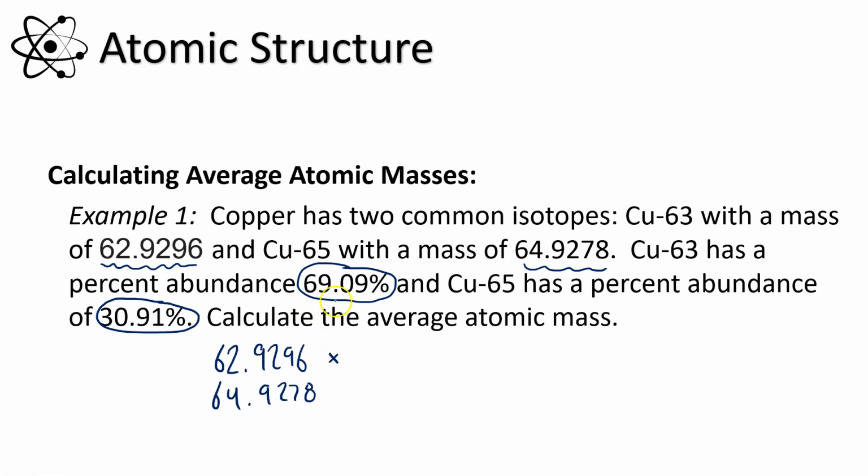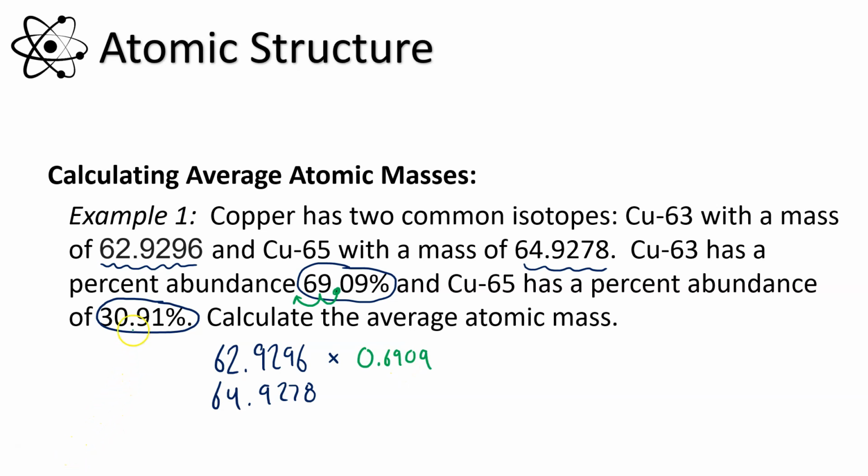You're going to take the percent abundance, find the decimal point in that percent abundance, and move that decimal point 2 digits to the left. So 69.09 becomes 0.6909. That is turning what's called a percent abundance into a relative abundance. Essentially, it's the same percentage, except instead of out of 100, now it's just out of 1.